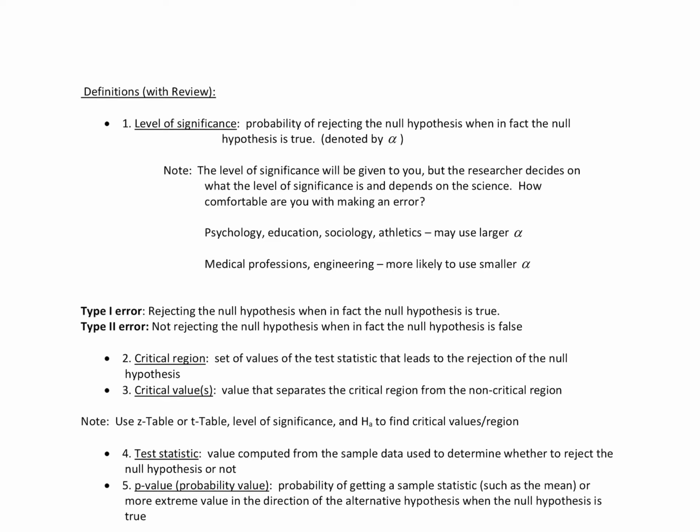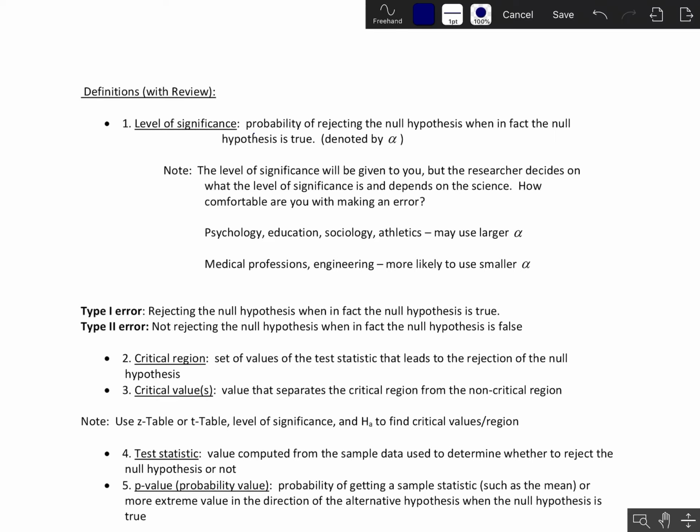So first, we'll look at the level of significance. The level of significance is the probability of rejecting a null hypothesis when actually that hypothesis was true.